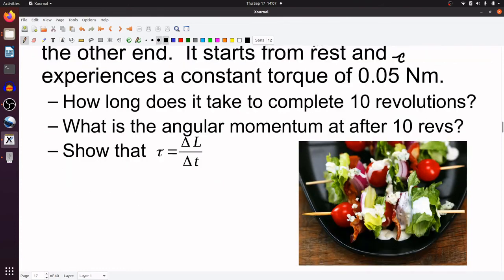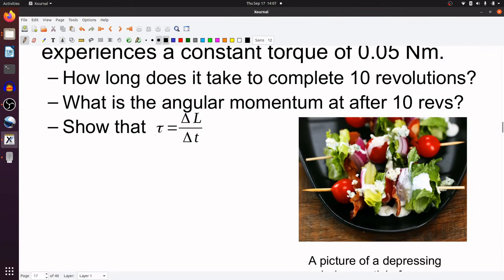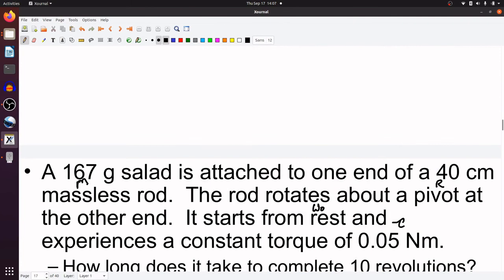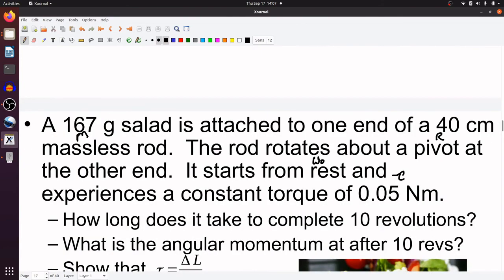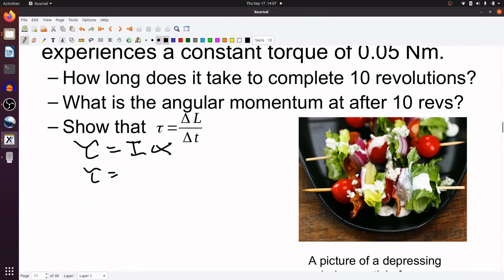Well, what I need to do is find the angular acceleration, and I can do that by using tau. Tau is equal to I alpha, because we know what the torque is, but we don't know alpha. We know what I is. It says massless rod, and so we could treat it as a point particle. So I is just going to be m r squared, so alpha equals tau over m r squared.